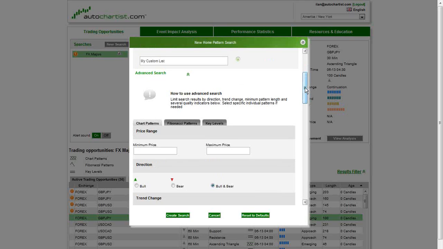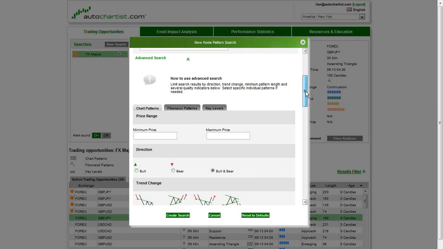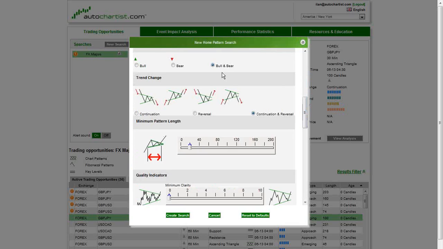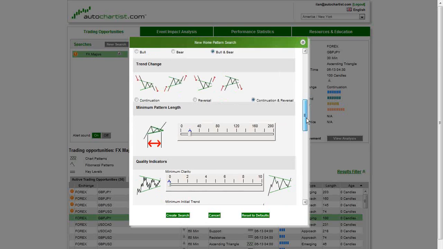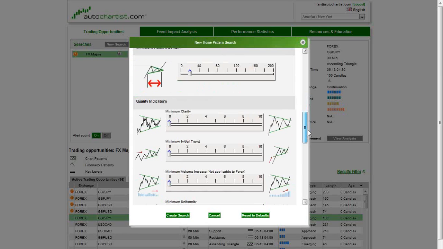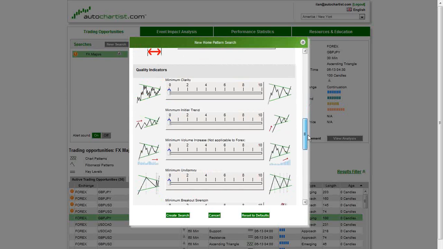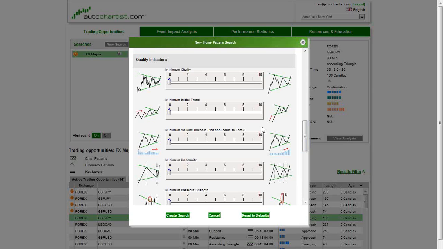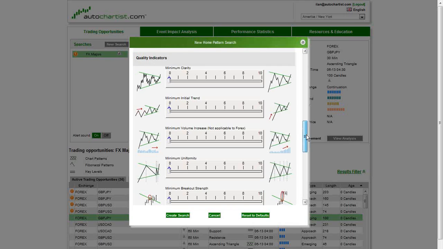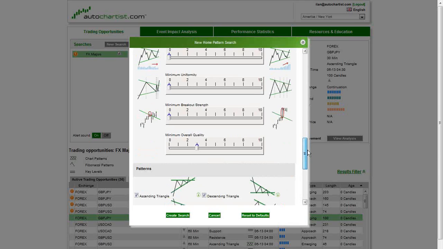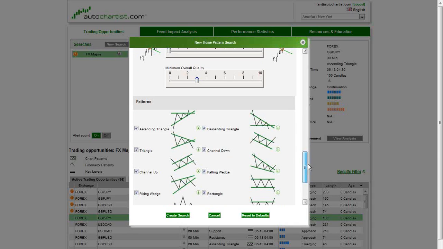But you have the ability to set certain filtering criteria. For example, whether you want to see bullish or bearish, or both bullish and bearish financial instruments or trading opportunities, whether you want continuation or reversal patterns, how long you want the patterns to be. We have certain quality indicators which you can set, and if we have time, I will get back to these at a later stage. You also have the ability to select which trading opportunities you want to see, and Autochartist supports all the major types of trading opportunities.